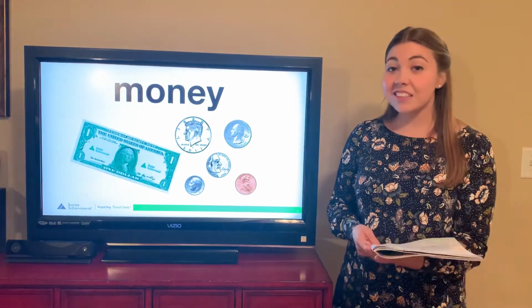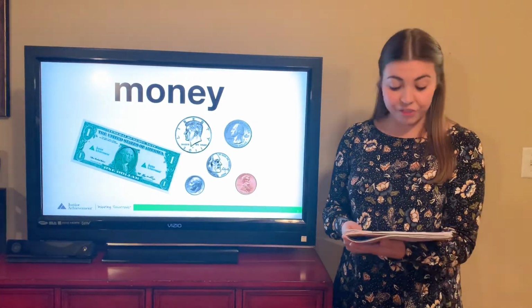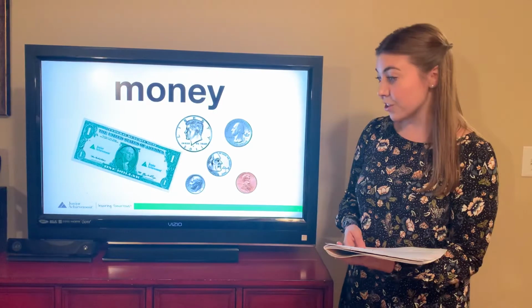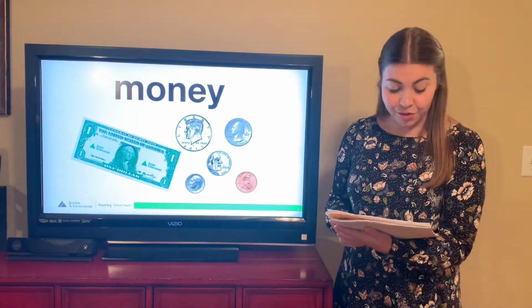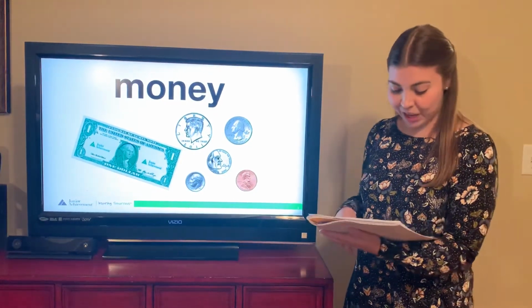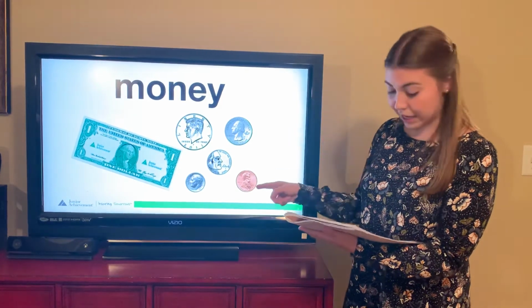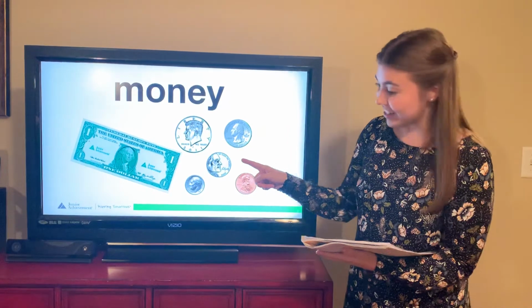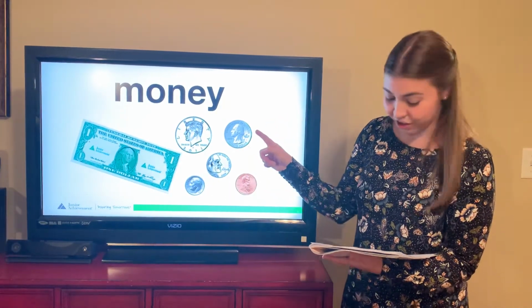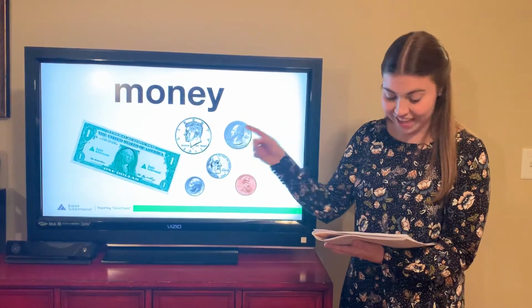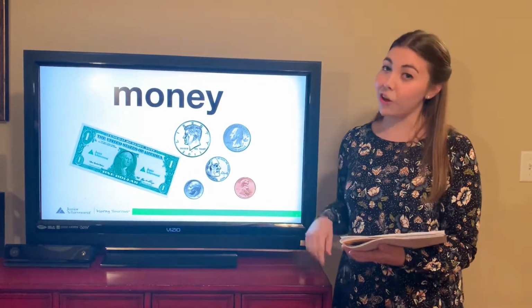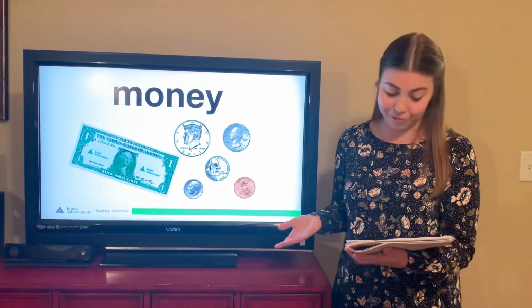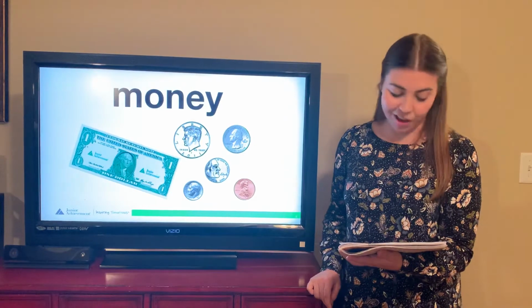Now, in the United States, there are 6 different coins that we use for money. So can you name them all? We have a penny, and we have a nickel, and a dime, and a quarter, and a half dollar. And there's also a $1 coin, which is the 6th one, but not many people use that one.